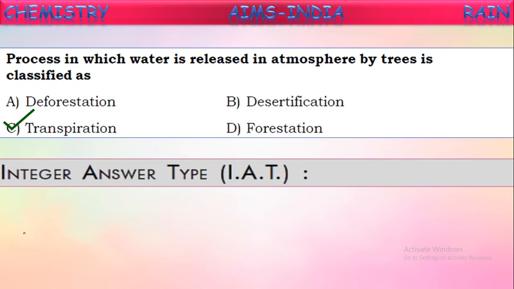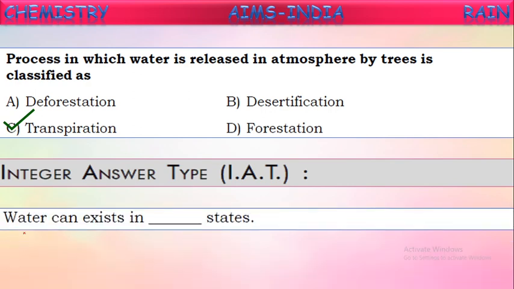Next, integer type questions. Integer type questions means here no options will be given. The correct answer will be between 0 to 9. We will get a single digit number as the answer. See the question. Water can exist in dash states. Means in how many states does water exist for us? Solid state, liquid state and gaseous state. Total how many states? 3 states. Okay. That's the answer for this.